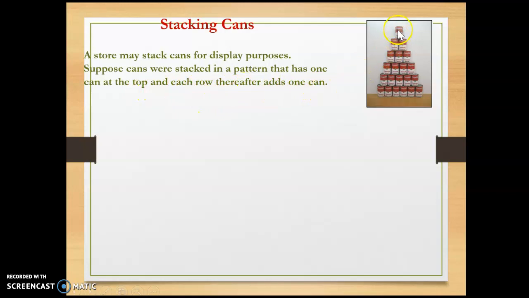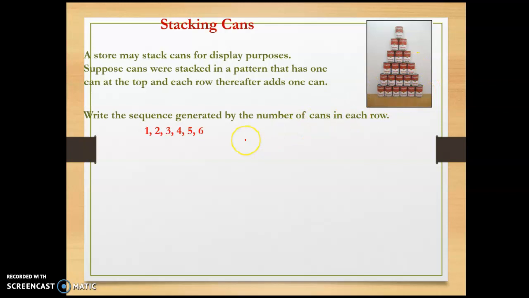So for example, in the picture here you have one at the top and then 6 at the bottom. Write the sequence generated by the number of cans in each row. So 1, then 2, then 3, then 4 cans, then 5 cans, then 6 cans, right?